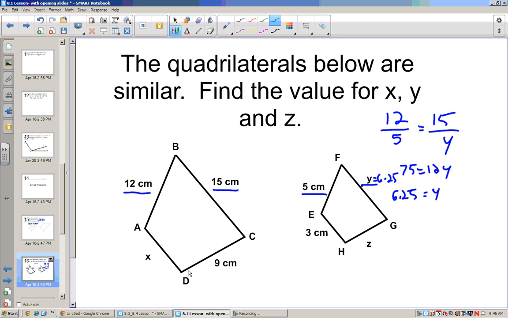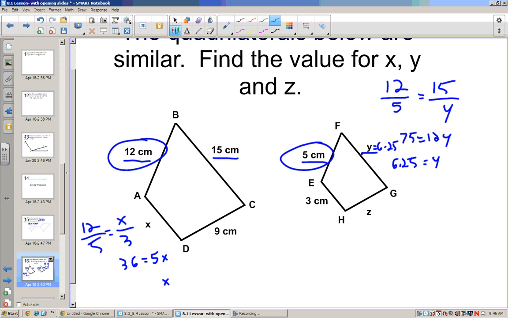Now if I want to find my value for x, I could take the same thing, 12 over 5, because those still correspond, but now this is equal to x over 3. Now when I multiply, 3 times 12 is 36, and that's equal to 5x. Divide by 5 on both sides, and our value is going to be 7.2.